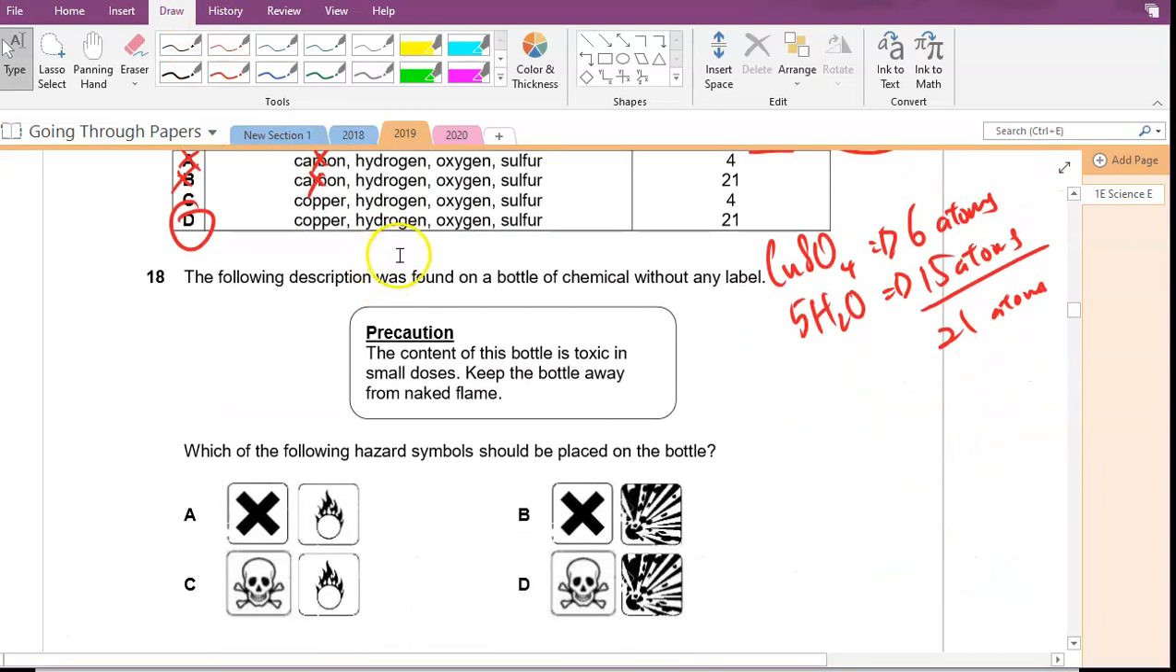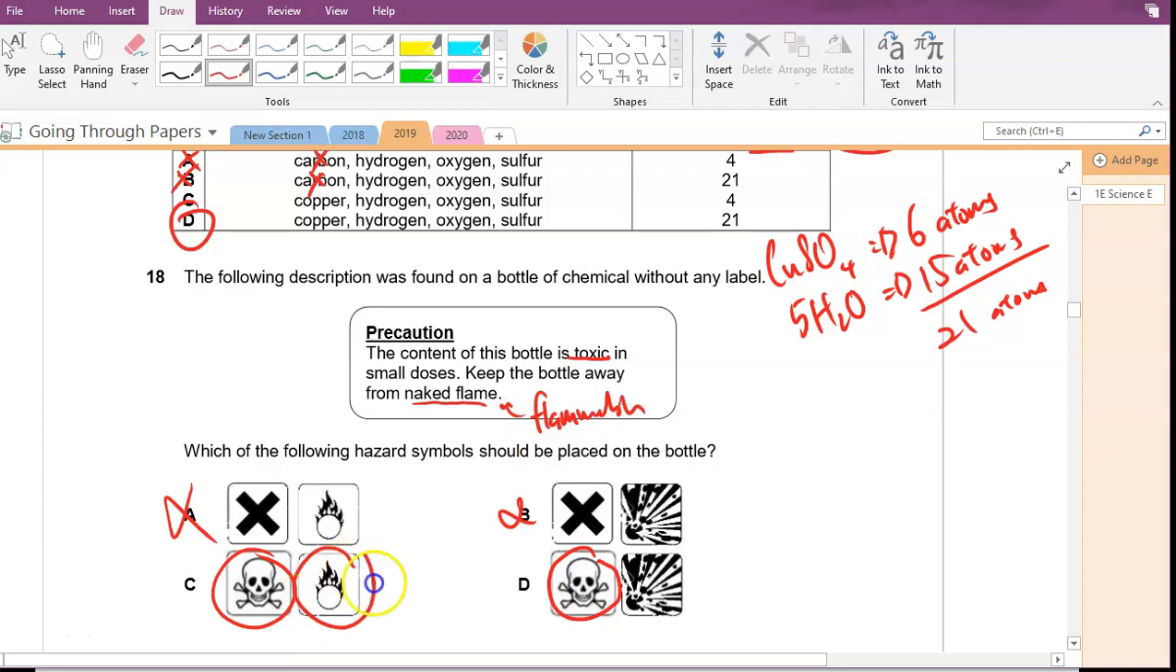Next, which of the following descriptions was found on a bottle of a chemical without any label? They say it is toxic in small doses, so I definitely will need the skull symbol over here. So A and B are out. Keep the bottle away from naked flame means flammable, so the answer is C. Why not this one? This actually means explosive. So take note, it is not about keeping the bottle away from naked flame, this is the explosive sign. Being able to catch fire and being explosive is slightly different, so take note of it.